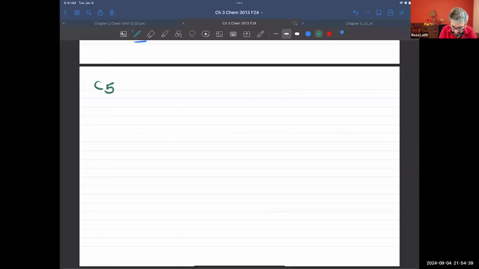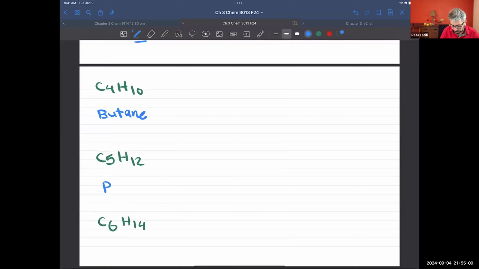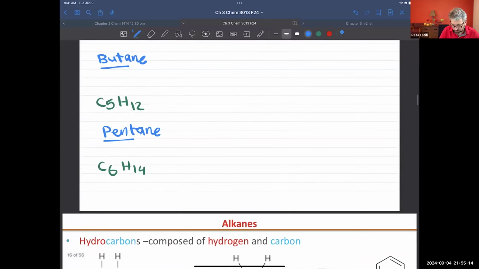So let's go after it. I forgot to write the 4 actually. C4H10, C5H12, and C6H14. The name for the first compound is butane. This one will be pentane, so we have 5. The first one we had 4, and here it will be hexane.